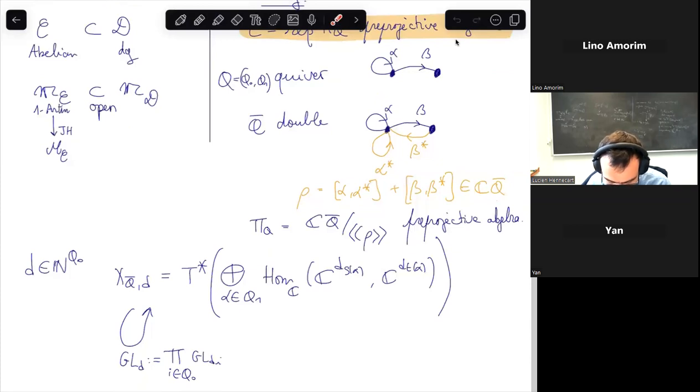Now, if you take the quotient of the path algebra of Q bar by the two-sided ideal generated by this relation, you get what is called the preprojective algebra. And this is the main object for today.